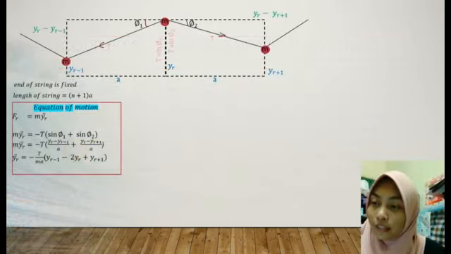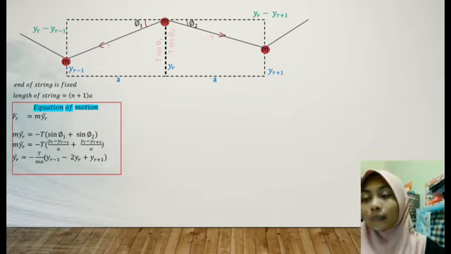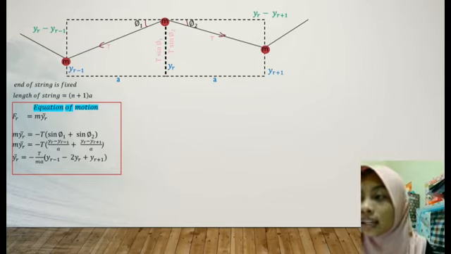So let's look at the figure here, where masses are connected to a string which has a constant tension and the masses are separated by the length a. We consider that the masses only move upward and downward, so we're just going to consider the vertical y displacement. Also note that the ends of the string are fixed. So the length of the string is equal to n plus 1 times a.